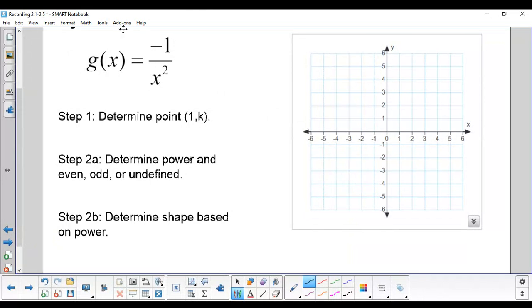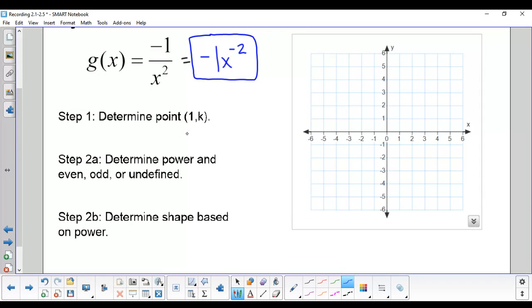So as I look at my function, I see that this is not written in power function format. I see that the denominator of this function needs to be moved from the denominator to the numerator. To do this, I'm going to make the exponent negative. So I now have a power function, -1x to the -2. Now I'm ready to start to analyze. Moving forward, I'm going to use this as what I'm analyzing for my process.